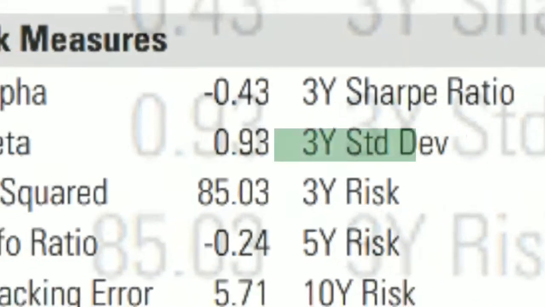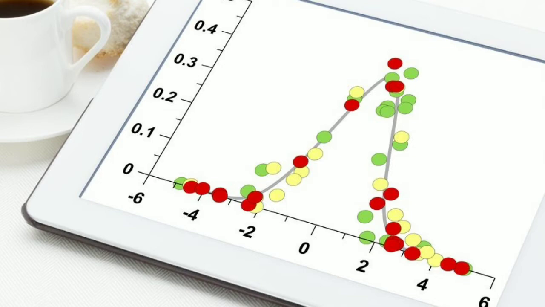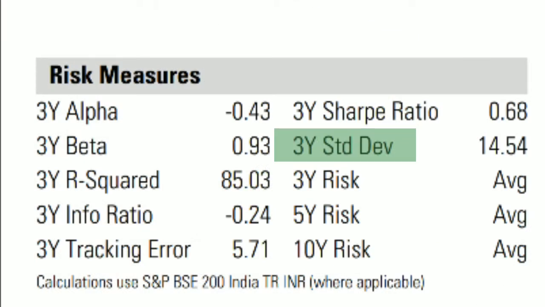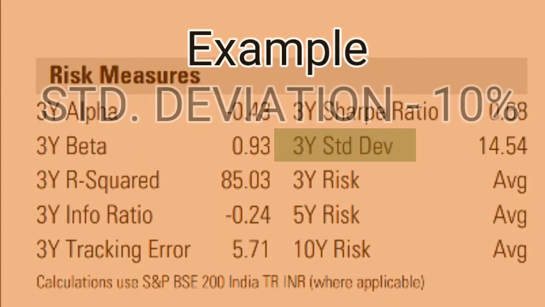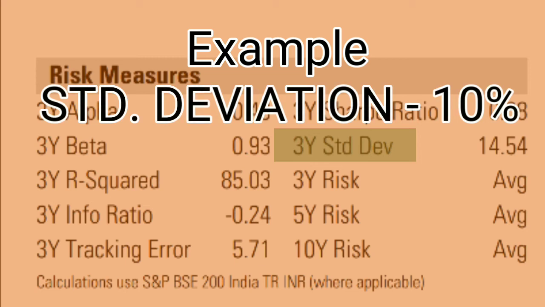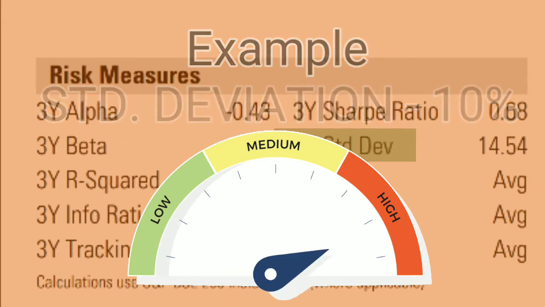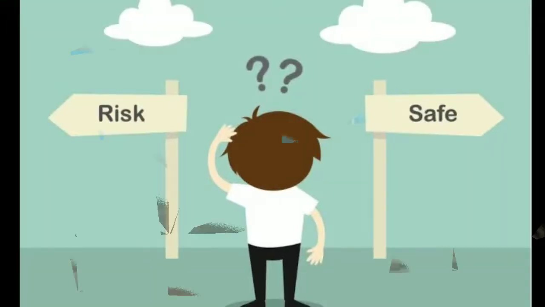Next, we come to standard deviation. By looking at standard deviation, you can estimate the consistency of the fund's return. Standard deviation gives you a picture of how much volatility is there in the fund's returns from its own historical average returns. For example, if a fund has a standard deviation of 10%, that denotes that it can give 10% lower or higher returns from its average return. So that's standard deviation.